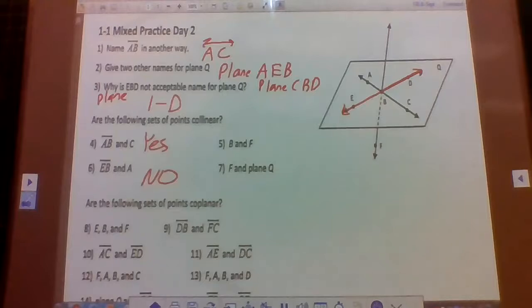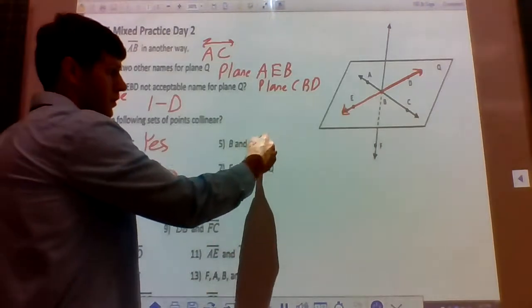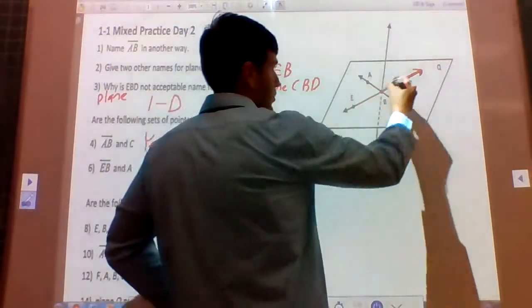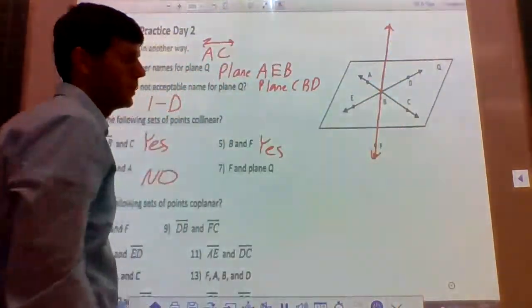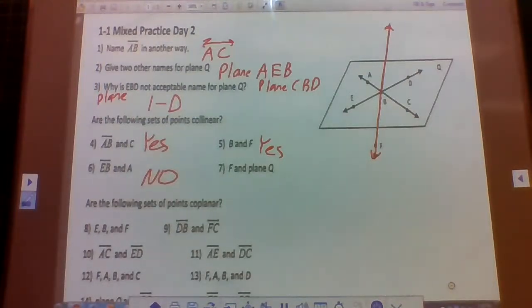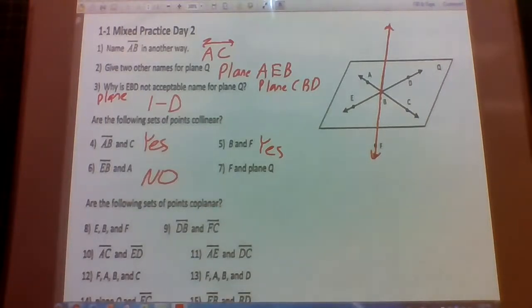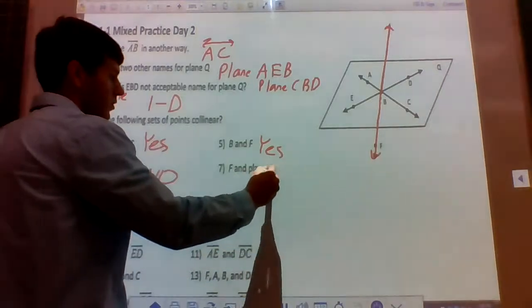B and F. Yep, any set of 2 points is always going to be collinear. Right, 2 points. For every set of 2 points, there will be exactly one line that connects them, or that they are a part of. Okay, and then F and plane Q. That's going to be a no. That's going to be a hard no.